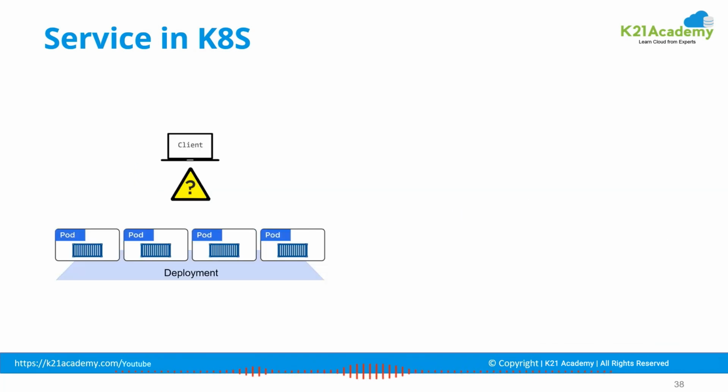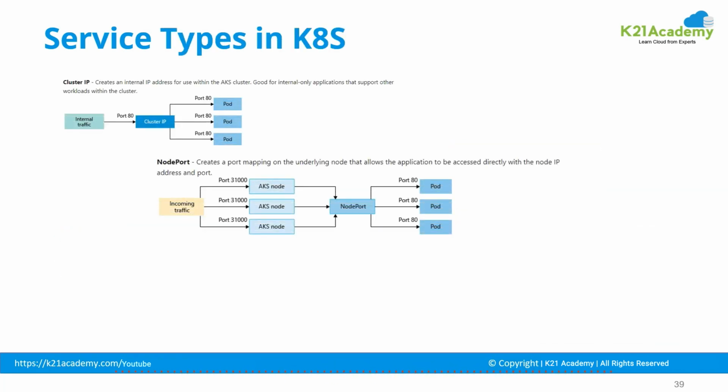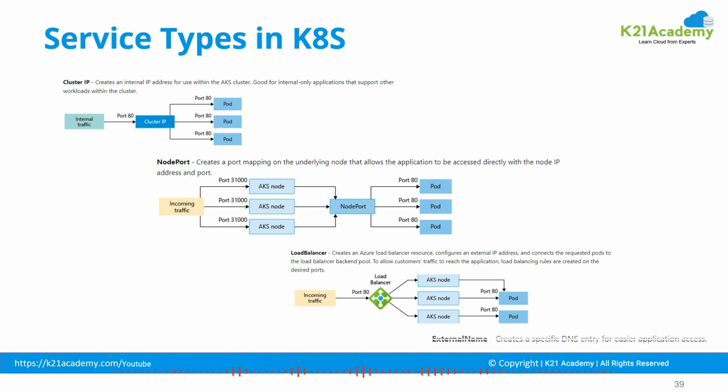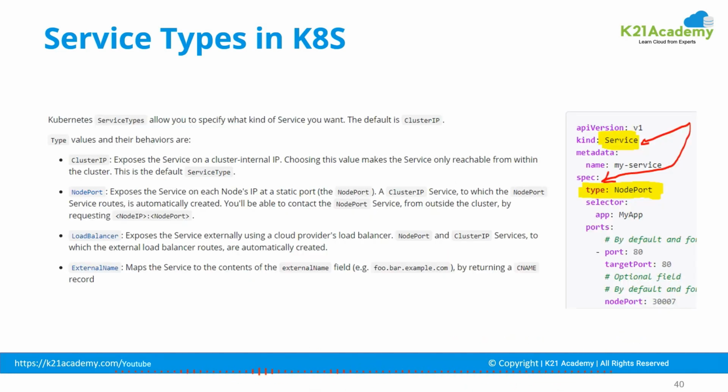So when you're defining the service, you will say what type of service it is. Is it a cluster IP, node port, load balancer, or external name? Now, just to recap on Kubernetes in Azure or Kubernetes in general, the cluster IP is used for internal communication only, when you want to reach within the cluster.